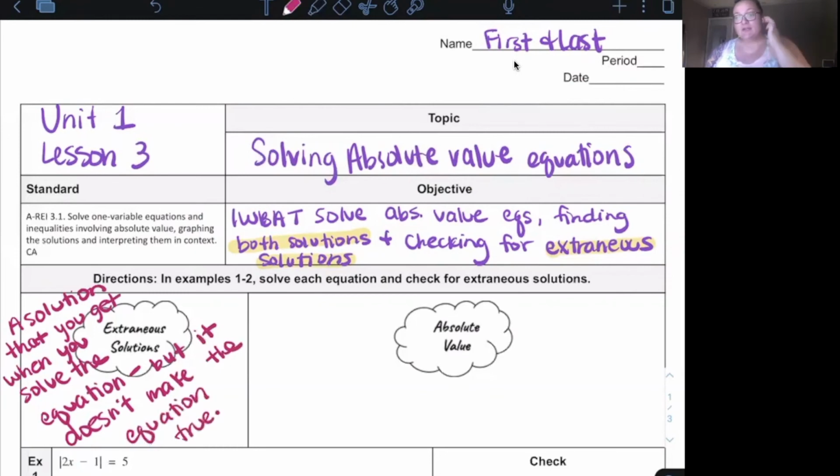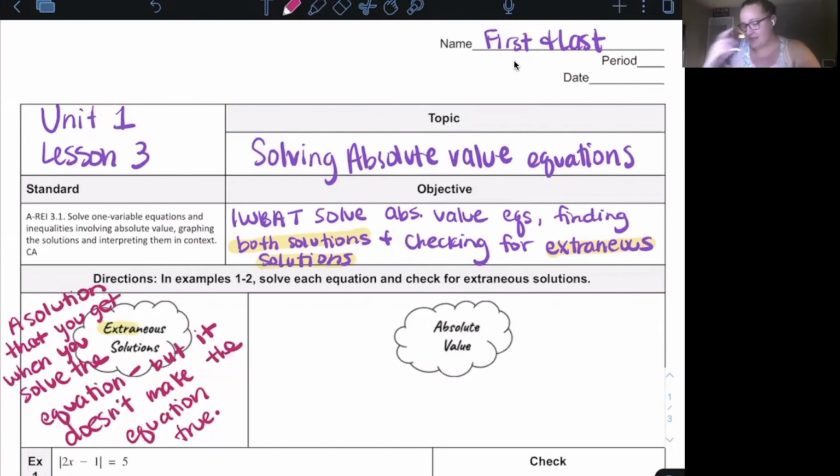So the key word that I like to pay attention to in extraneous solution is this word extra. So it's an extra solution that you totally get. It's legitimate. You get it when you solve the equation, but when you plug it back into the original equation, it doesn't make it true. Okay, so that's what an extraneous solution is.